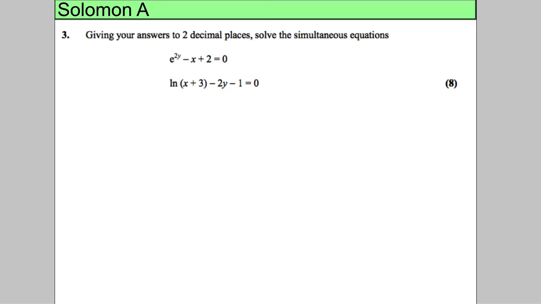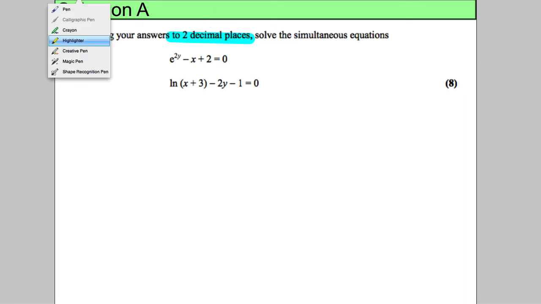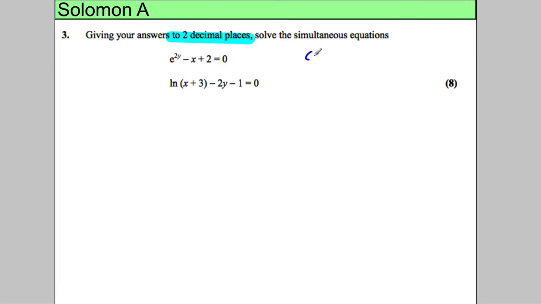Okay, we're asked, giving your answers to 2 decimal places this time, to solve the following simultaneous equations. So the following 2 equations are simultaneous with each other. So that's equation 1 and that's equation 2. Right, how on earth are we going to solve these simultaneously?